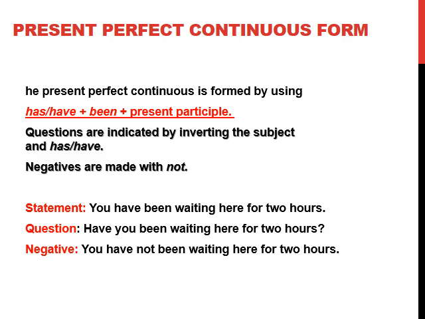Present perfect continuous form. The present perfect continuous is formed by using have or has plus been, followed by the present participle of the main verb. Questions are indicated by inverting the subject and has or have, while negatives are made with not. Here we have an example that illustrates how the statement, the question, and the negative sentences are formed.